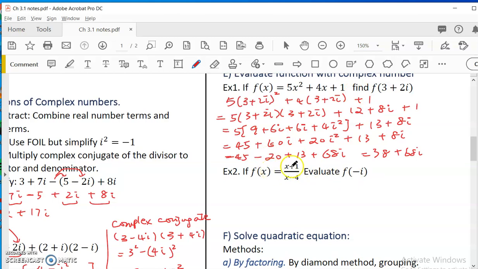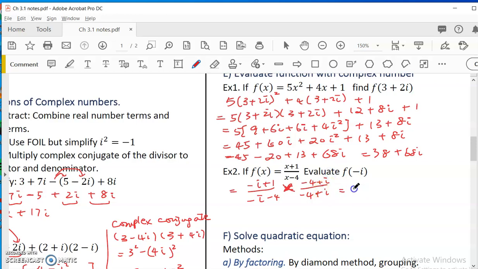Let's plug into a function, x plus 1 over x minus 4, but plug in negative i. So that would equal negative i plus 1 over negative i minus 4. So what's the complex conjugate of this one? Oh, the real part keeps the same. The conjugate, the i part changes sign, right? So negative 4 plus i is the conjugate. So you should do it this way, times negative 4 plus i.